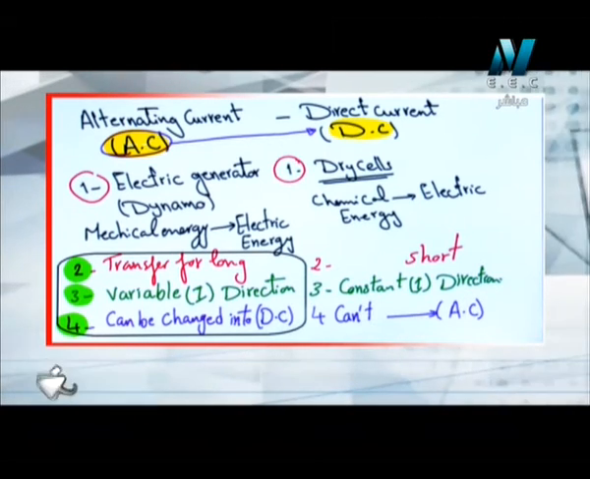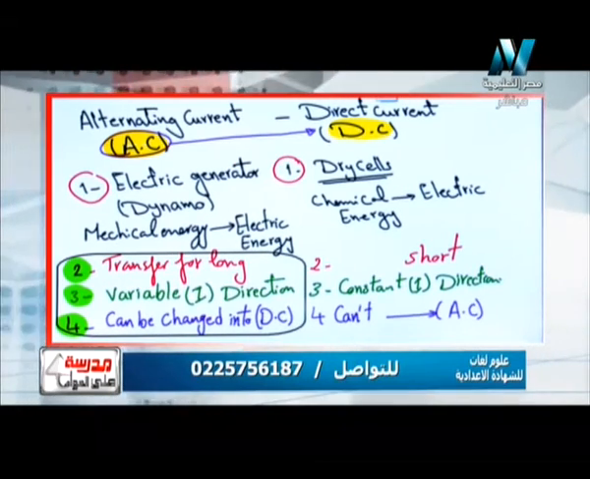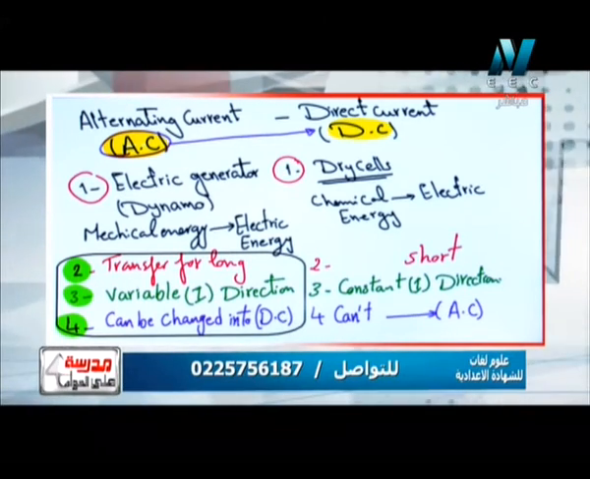Now, from the previous lessons in first prep, as we took together, we have alternating current and direct current. Alternating current is produced from dynamos or electric generators, while direct current is produced from electrochemical cells like dry cells, like a car battery, or the battery in the remote control of your car or TV and so on.